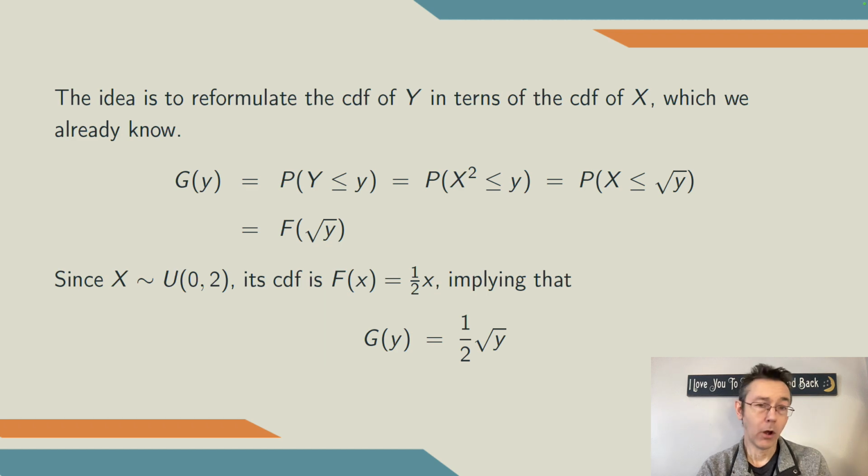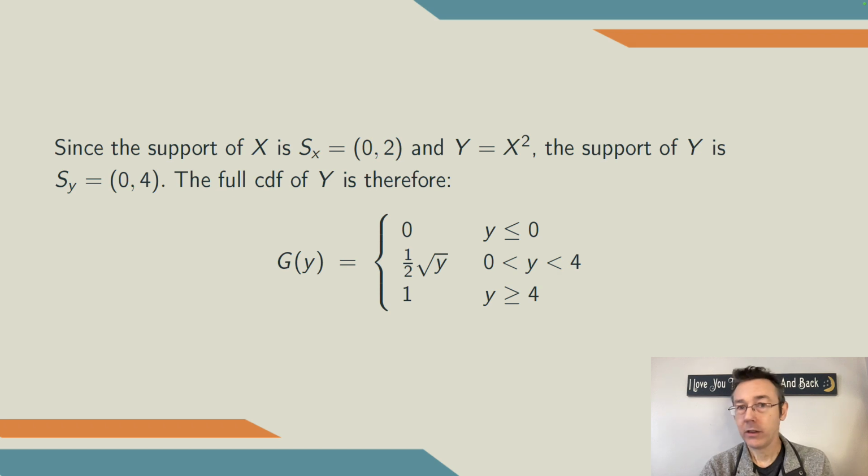Since x is uniform on the interval 0, 2, its PDF is 1/2, and its CDF, the integral of that, is 1/2 x. So, plugging in big F of the square root of y, we get 1/2 square root of y for the CDF of y. Since the support of x is the numbers between 0 and 2, and y is equal to x squared, the support of y has to be between 0 and 4. So we can write out the CDF of y, g of y, more fully like this. G of y is 0 when y is less than or equal to 0. It's 1/2 square root of y between 0 and 4. And then it's 1 when y is greater than or equal to 4.